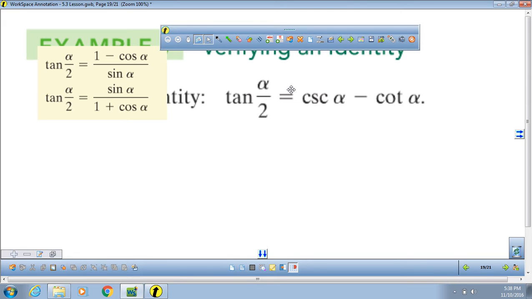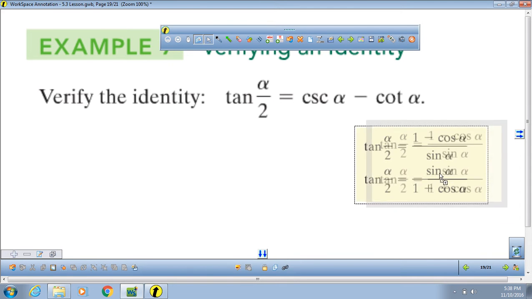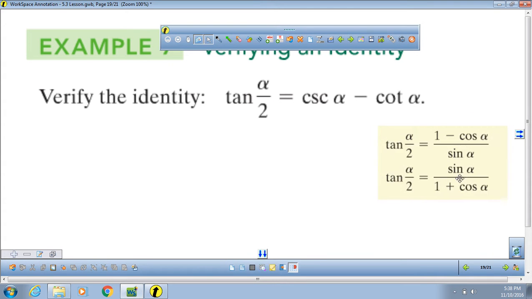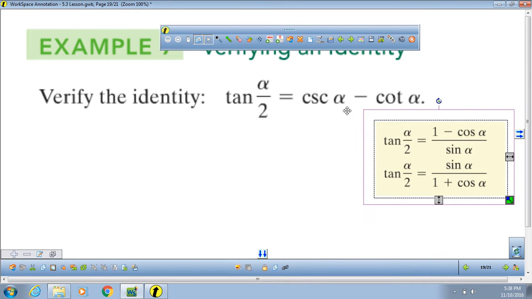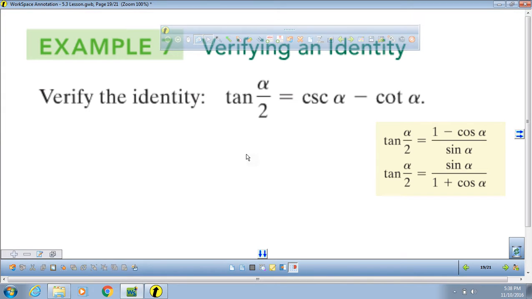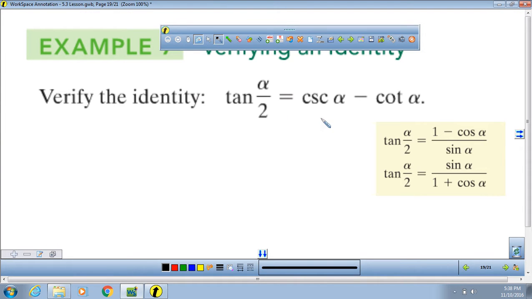Let's verify this identity using this. This is a very simple identity. Now, you might think that the most difficult side is the right side, which in this case it's not. Because whenever you have a half angle, that is probably going to be the most difficult side, even though it is short.